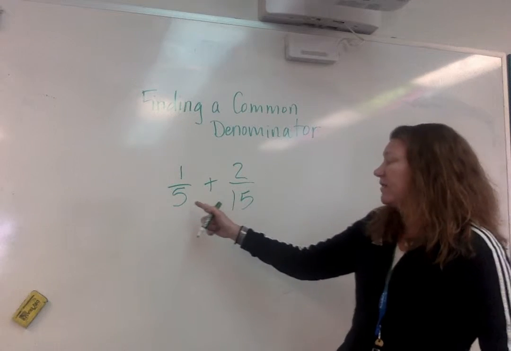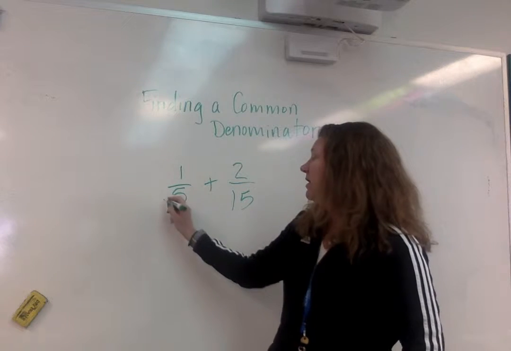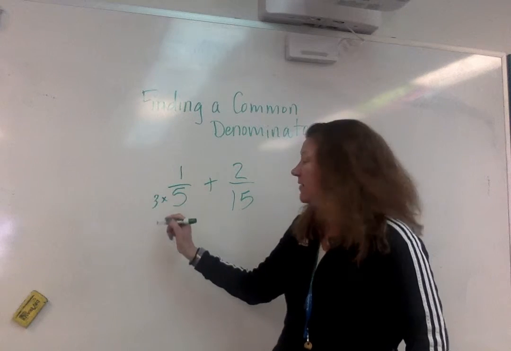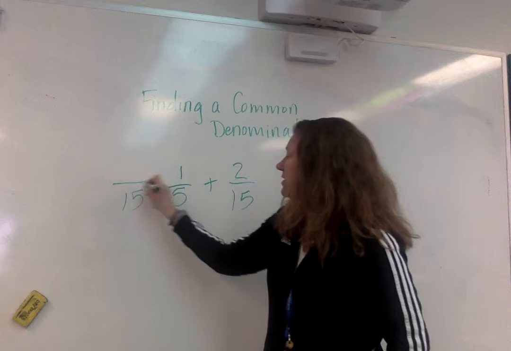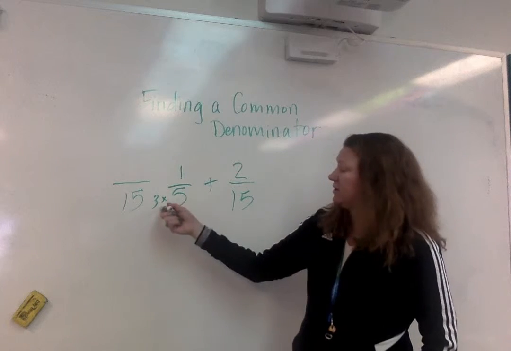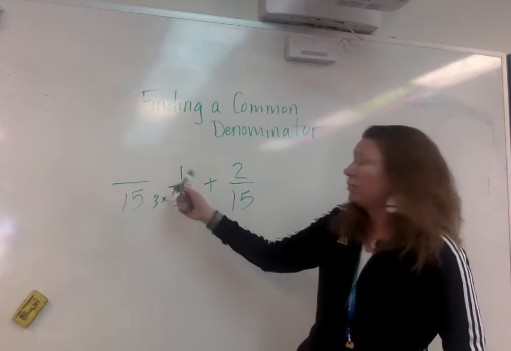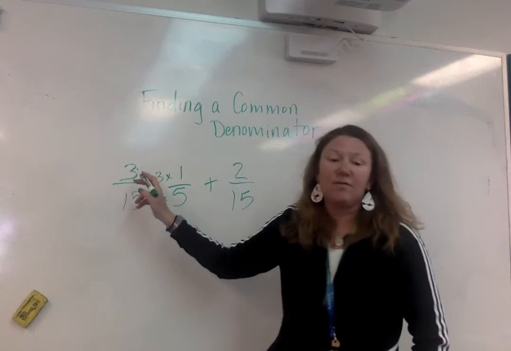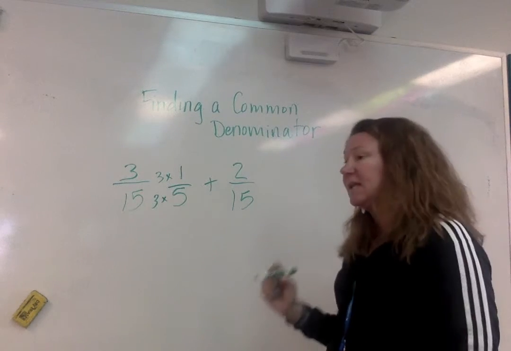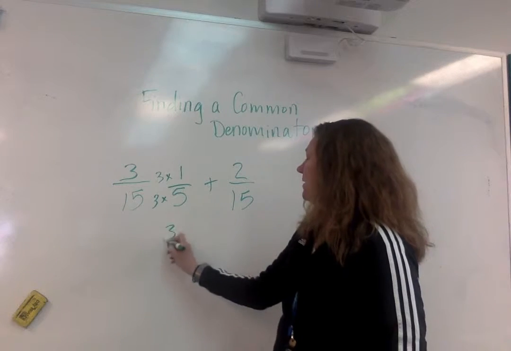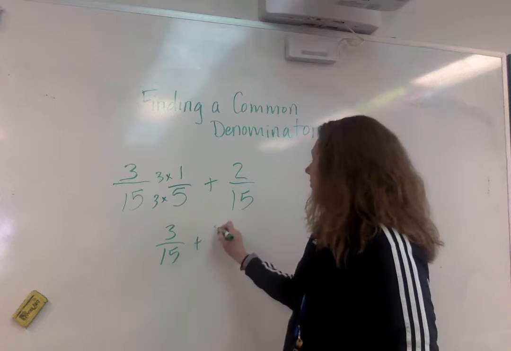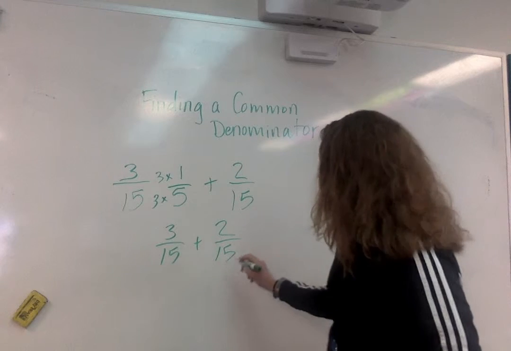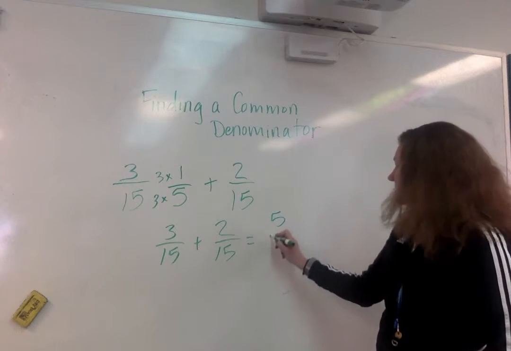I know that if I multiply 5 by 3, I'm going to get 15, which is my new denominator. Whatever I do to the denominator, I have to do to the numerator, so I'm going to multiply that by 3. Now I have 3/15. Again, it's easier if you rewrite it: 3/15 plus 2/15, and you're going to get 5/15.